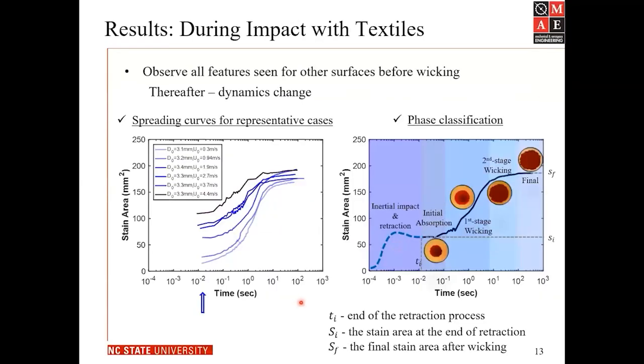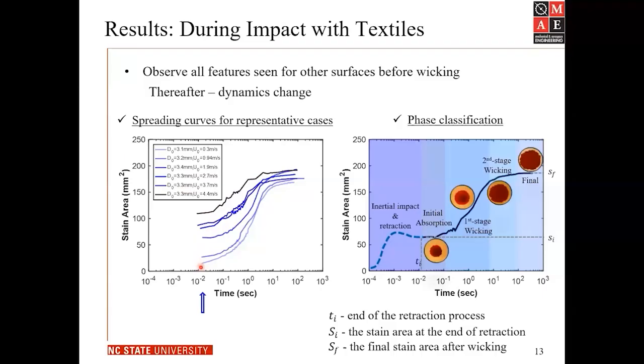And then we actually try to quantify the stain area during the entire process. And here I show you the spreading curves for a typical set of conditions. So we have pretty much the same diameter of blood drops, but they have quite a different impact speed. Here we use the slow camera, and we get the stain area. This is right after the impact.